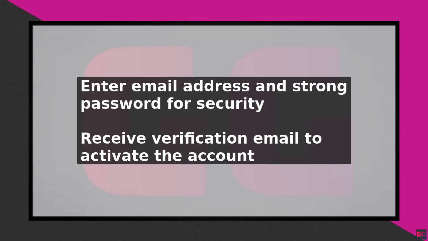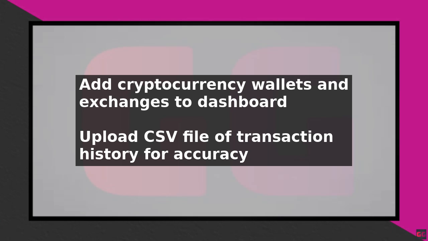You can add wallets from popular exchanges such as Coinbase, Binance, and Kraken. Or you can add a manual wallet if you have a cryptocurrency wallet that is not listed. To add a wallet, you will need to enter the public address of your wallet and the type of cryptocurrency it holds. You can also upload a CSV file of your transaction history if you have one.